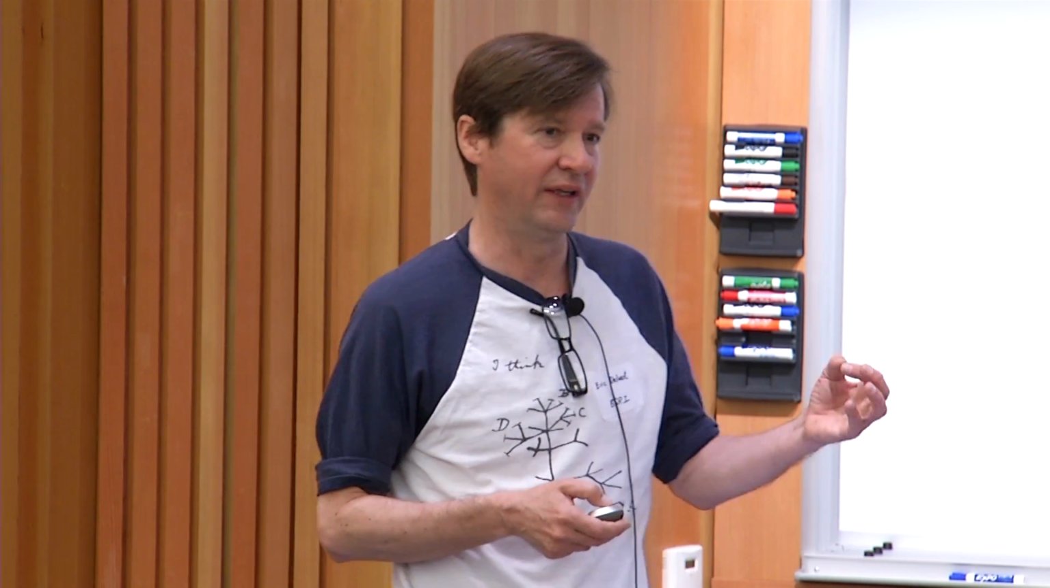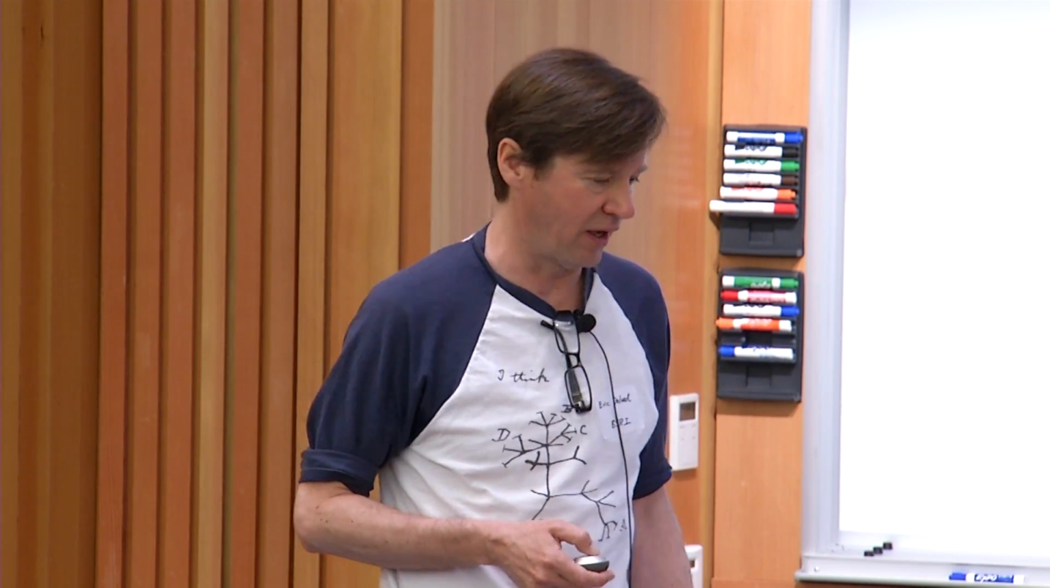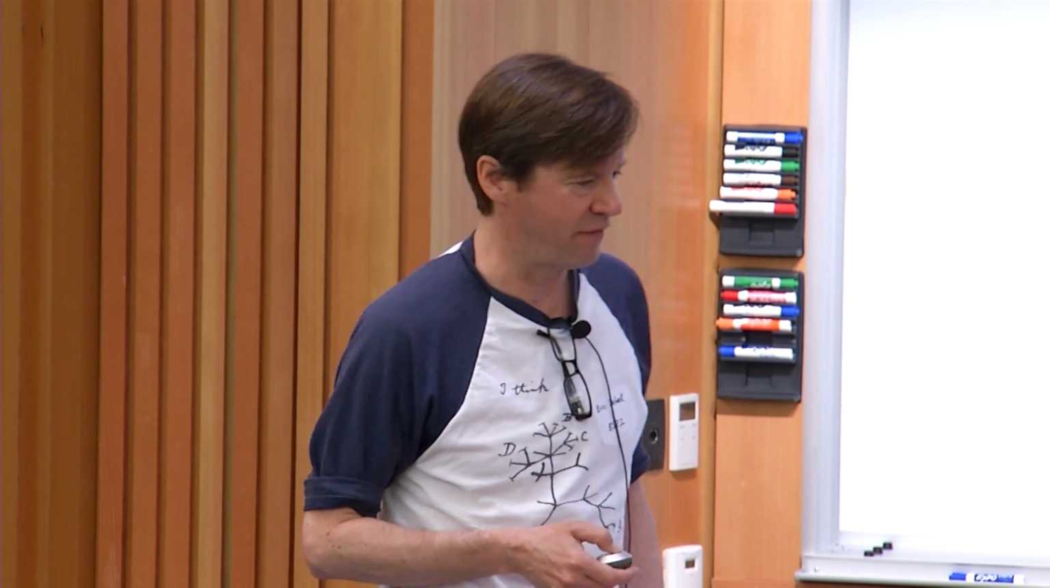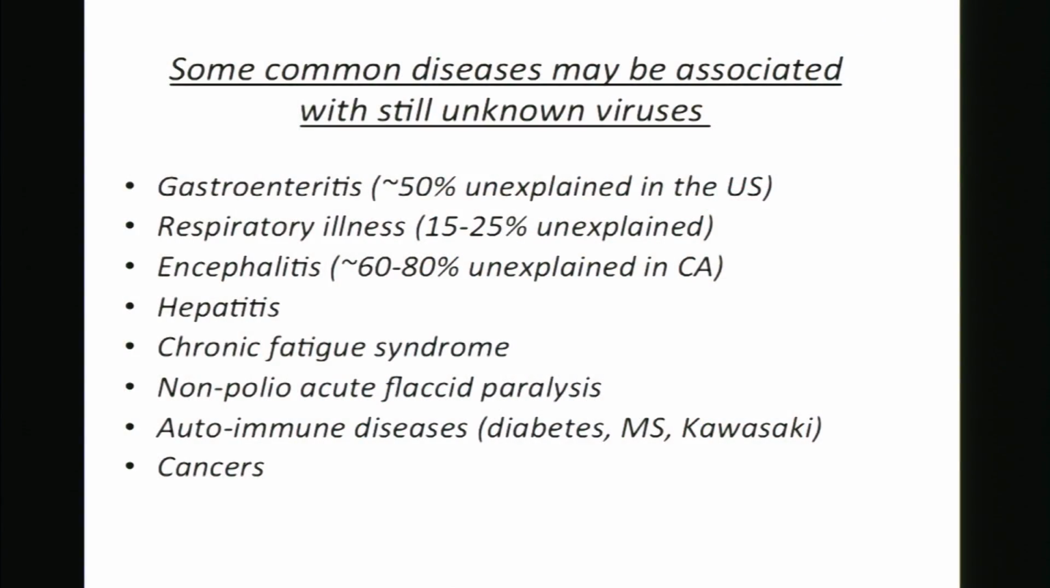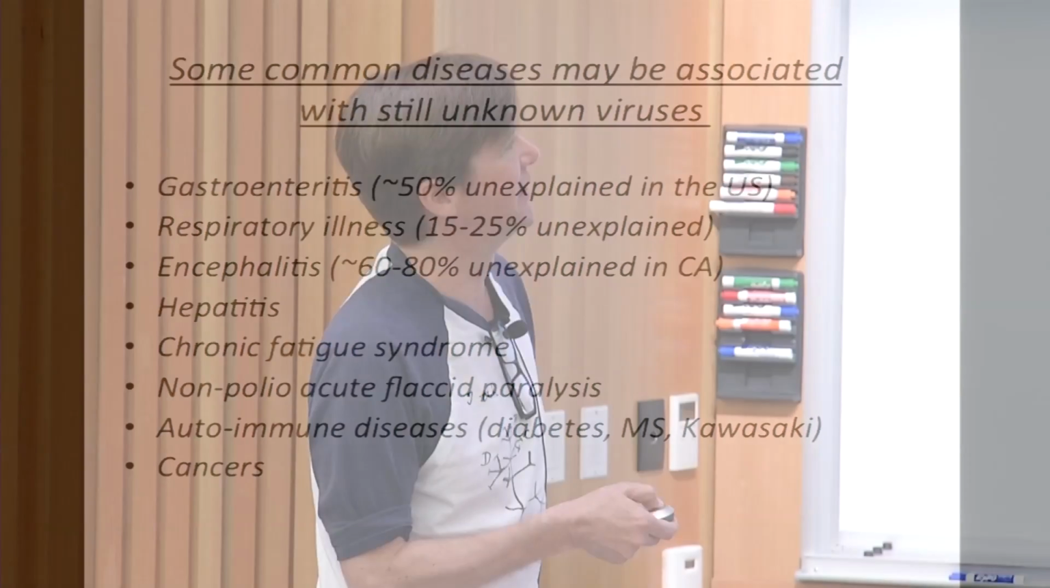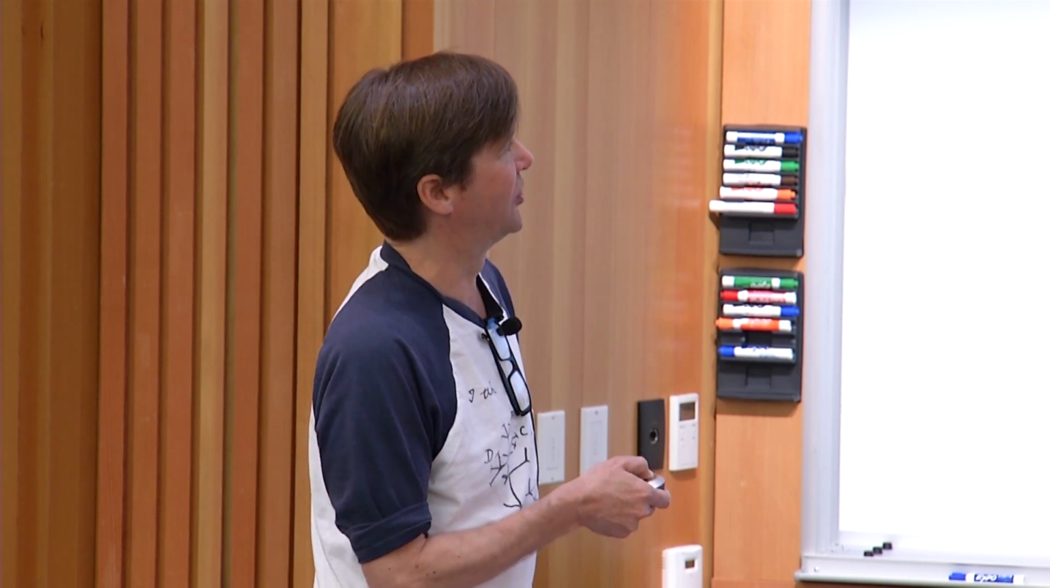So where are we looking, what kind of disease are we looking at to identify new pathogens? Gastroenteritis, diarrhea: there's still a large fraction of unexplained cases, even in the US, but especially abroad. Respiratory illnesses, a large fraction remain unexplained. Encephalitis, a large fraction of unexplained cases. And of course, the big targets are autoimmune diseases and cancer.